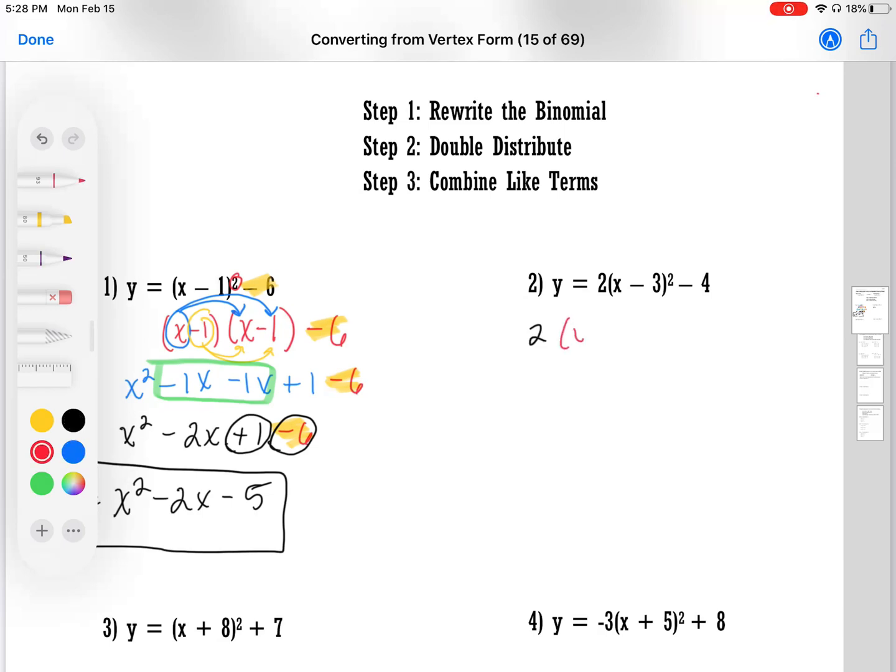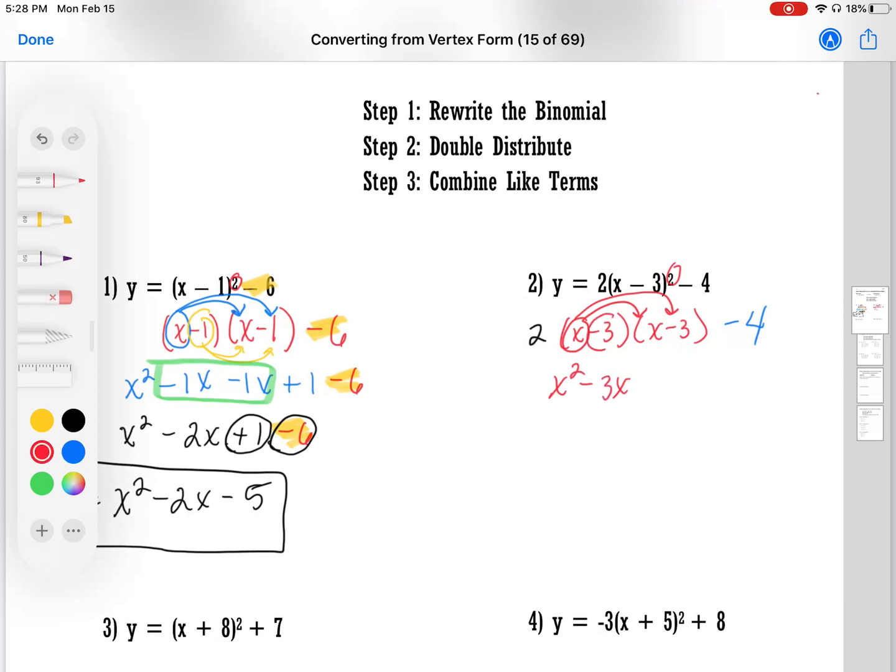Then there's an x minus 3 and another x minus 3 because it's squared. Then there's a minus 4 hanging out in the back. Step 1, take care of your parentheses. We're going to double distribute. X times x is x squared. X times negative 3 is a negative 3x. That 3 is kind of ugly. I'm going to rewrite that.